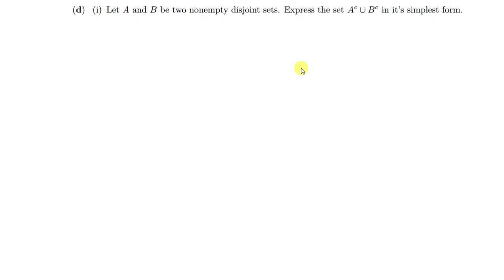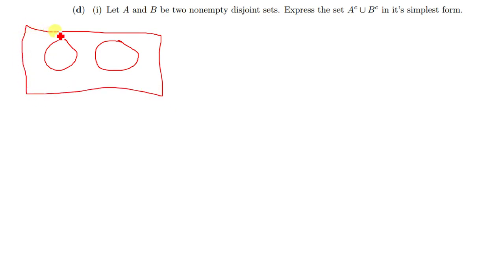The next question is telling us to say let a and b be two non-empty disjoint sets. So by non-empty, meaning these sets are not empty, and then disjoint, meaning they have no intersection. So what they are talking about is two sets which have no intersection, and then apart from these sets not having the intersection, they have elements there. We have elements inside, though they do not intersect.